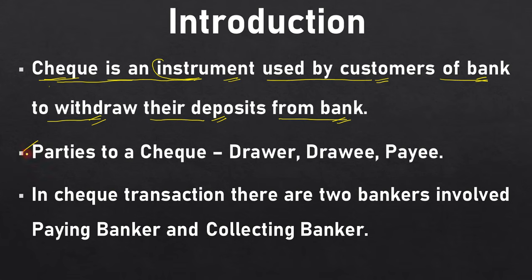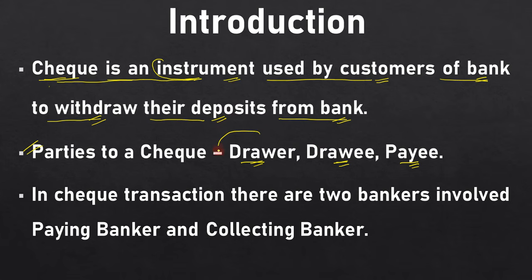Now in check transaction, how many parties are involved? Total there are 3 parties involved in check. First is drawer, second is drawee, third is payee. Drawer means the person who draws the check, that is the maker of the check. Next is drawee. Drawee means the person on whom the check is drawn. Payee means the person who receives the payment.